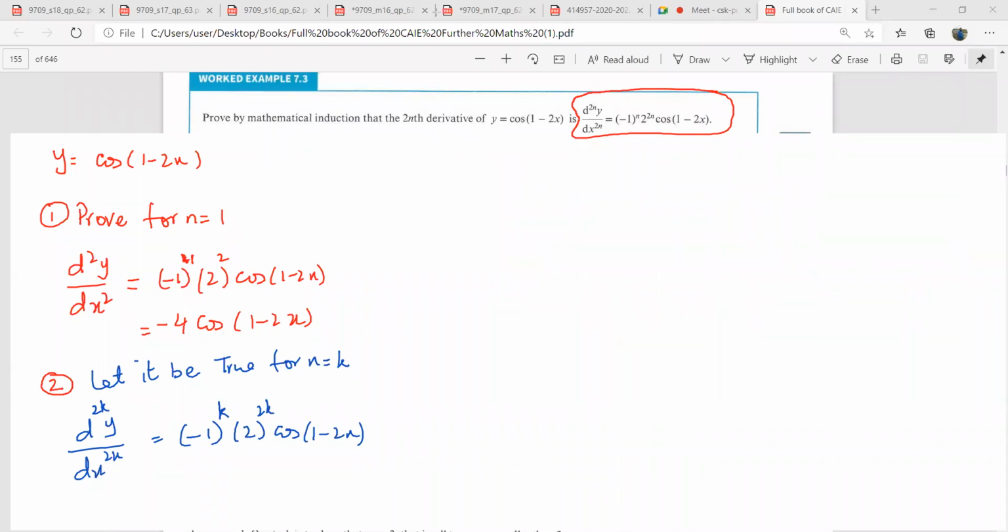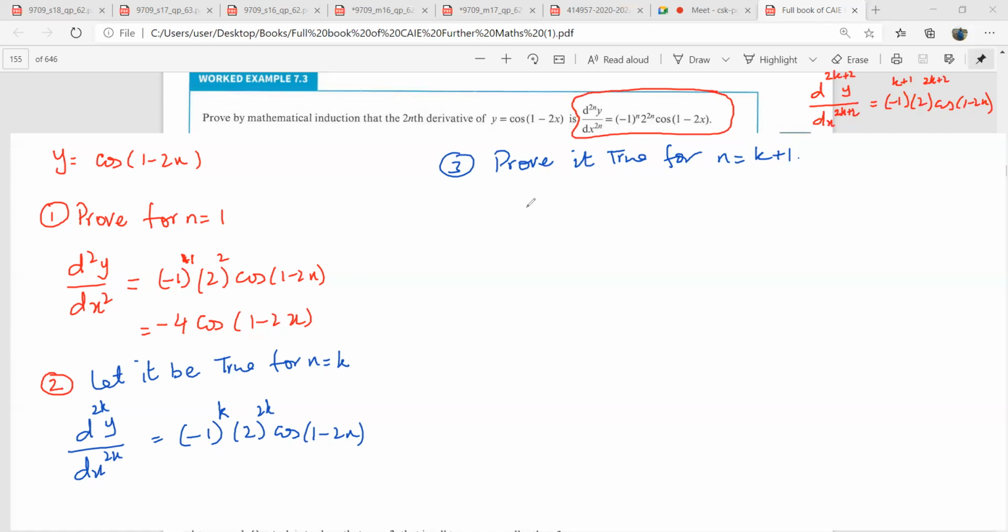Now we are going to enter into the third step here. Let's prove it true for n equal to k plus 1. Now in our minds, we have to actually show that, changing n with k plus 1, this is going to be d2k plus 2 y over dx 2k plus 2, that is equal to minus 1 raised to power k plus 1, and then 2 raised to power 2k plus 2, or 2 into k plus 1, and cos. So we have to bring this in our lives. This is our mission. We're going to prove it true for n equal to k plus 1. So we need this d2k plus 2.